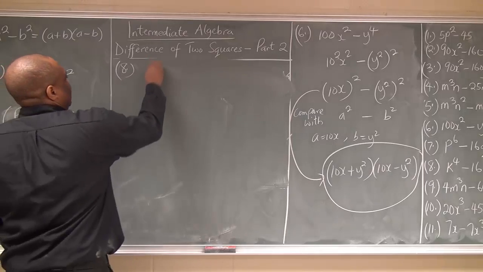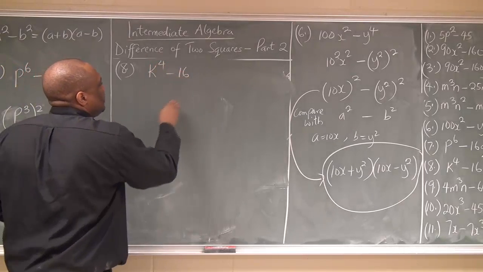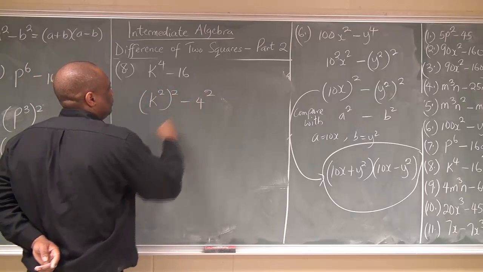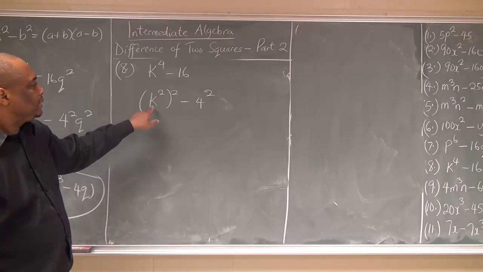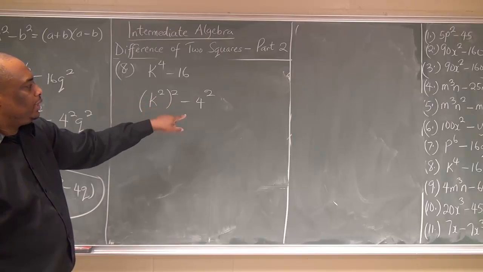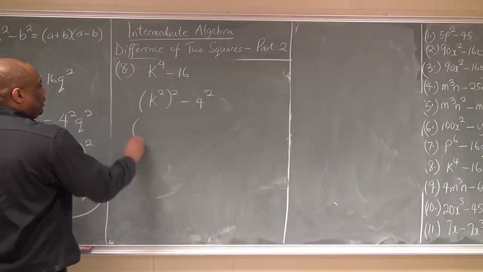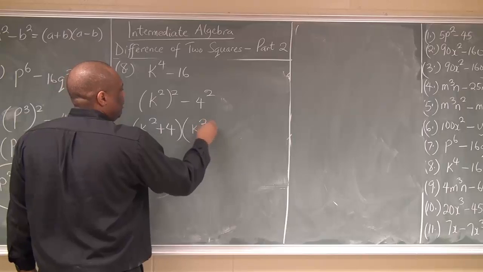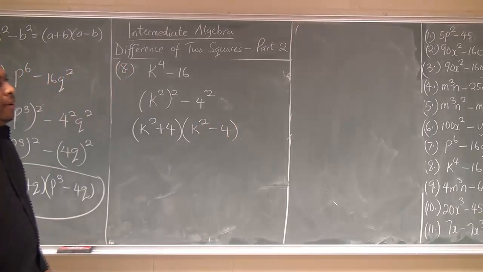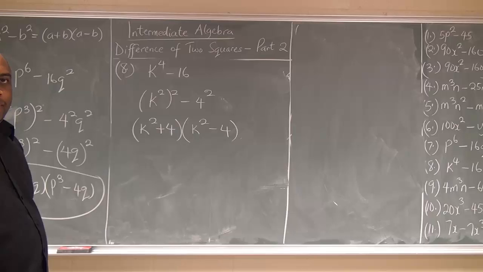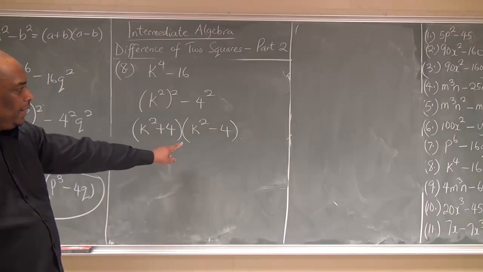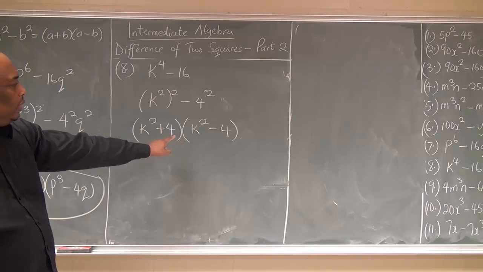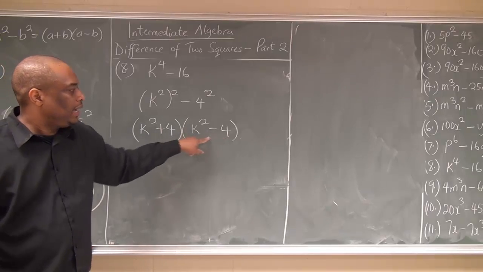k^4 minus 16. So this is k squared squared minus 4 squared. Here, your a becomes k squared, your b becomes 4. So this will now be k squared plus 4, then k squared minus 4. But now, wait a minute. Do we stop here? No. We don't stop here because we can still do something here.